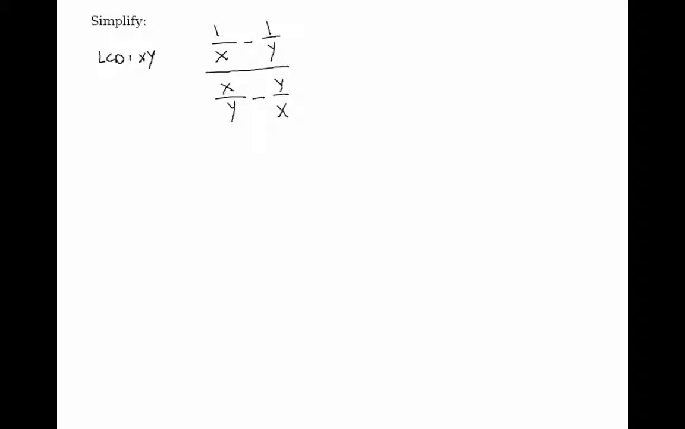The next step is to multiply each term by the LCD. You don't add or subtract these. You would multiply each term by the LCD to eliminate the fractions. So let's do that. I'm going to go ahead and multiply this by xy over 1, and do this for each of these terms.